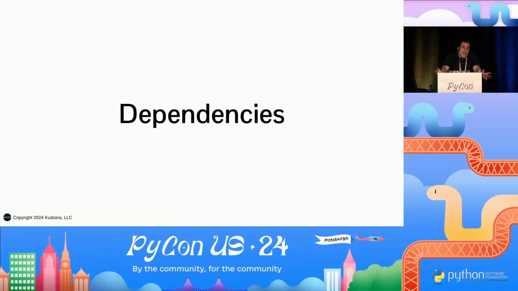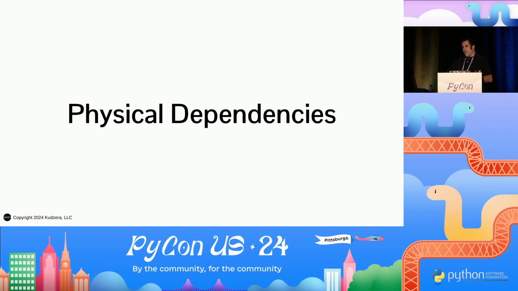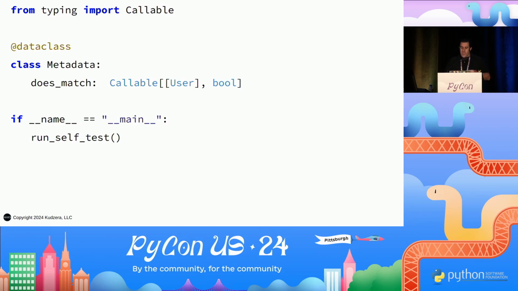You can't make code without a whole bunch of dependencies, but they also cause issues. You have to use them judiciously. I'm going to start by talking about physical dependencies. These are examples of physical dependencies.